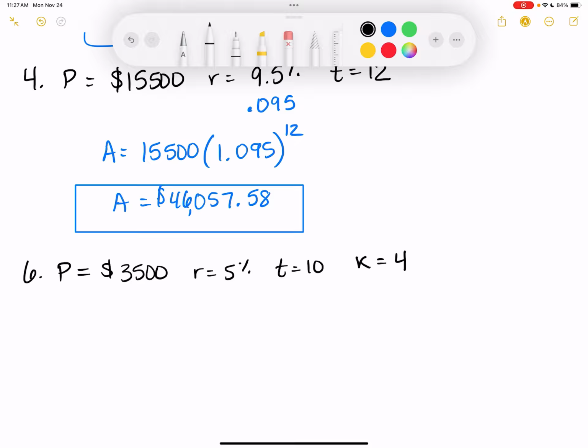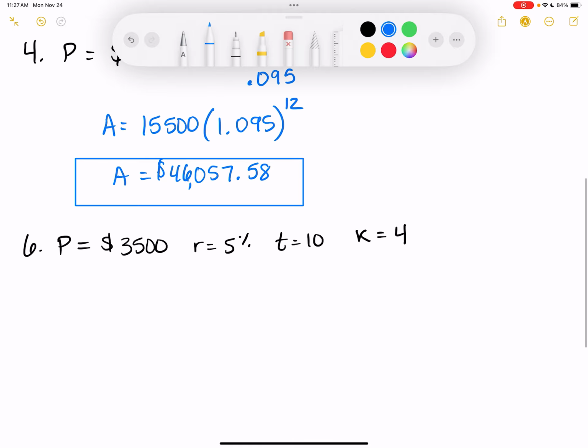But anyways. All right, so this formula, again, we're going to need R in a decimal, so I'm going to go ahead and write that as 0.05. This formula is A equals P times (1 plus R over K) raised to the K times T. It's not 1 plus R now, it's 1 plus R over K.